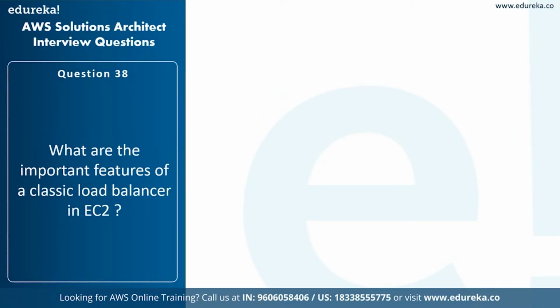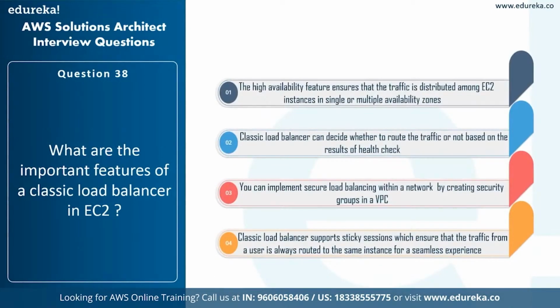Now, the next question is, what are the important features of a Classic Load Balancer in EC2? There's the high availability feature, which ensures that the traffic is distributed among EC2 instances in single or multiple availability zones. This also ensures a high scale of availability for incoming traffic. Now, the Classic Load Balancer can decide whether to route the traffic or not based on the results of health checks. You can also implement secure load balancing within a network by creating security groups in a VPC. And then the Classic Load Balancer supports sticky sessions, which ensure that the traffic from a user is always routed to the same instance for a seamless experience. So these were the important features of a Classic Load Balancer in EC2.